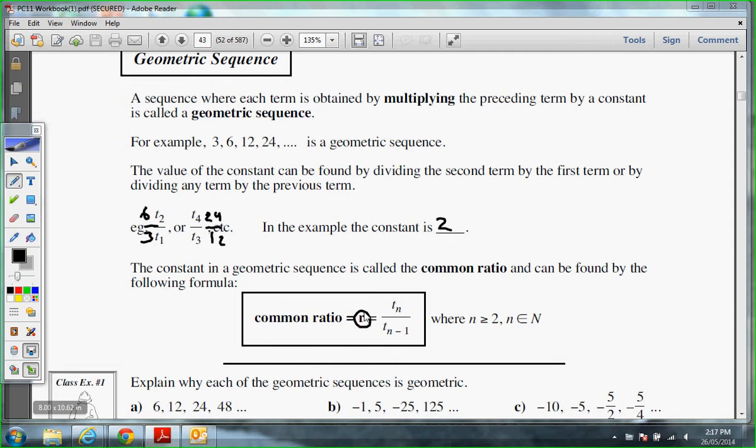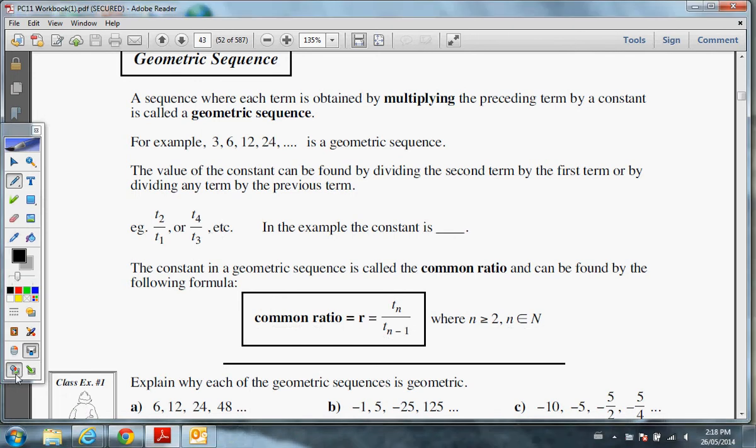The constant in the geometric sequence is called the common ratio. Now this is a variable you're going to get familiar with. I haven't used this yet because common ratio is only for geometric. So common ratio is right here in this formula. It's your term over the term minus 1, so the previous term. That's its exact relationship. It can only be when n is greater than or equal to 2, because if it's 1, you can't do T0. That's all that means. And n has to be all natural numbers, which means no negatives. Must be in the positives.